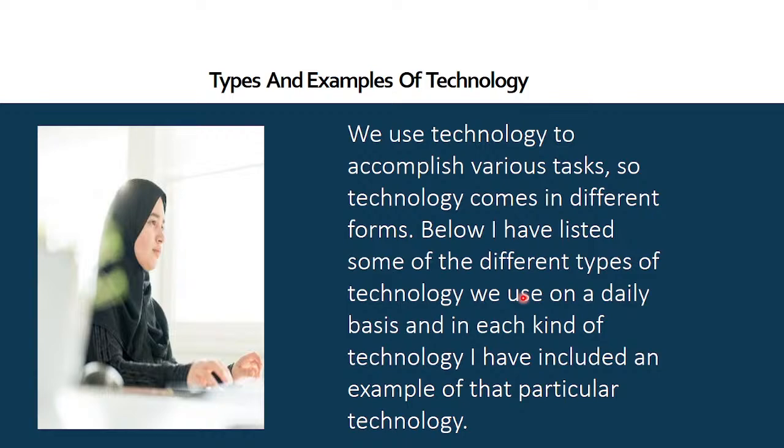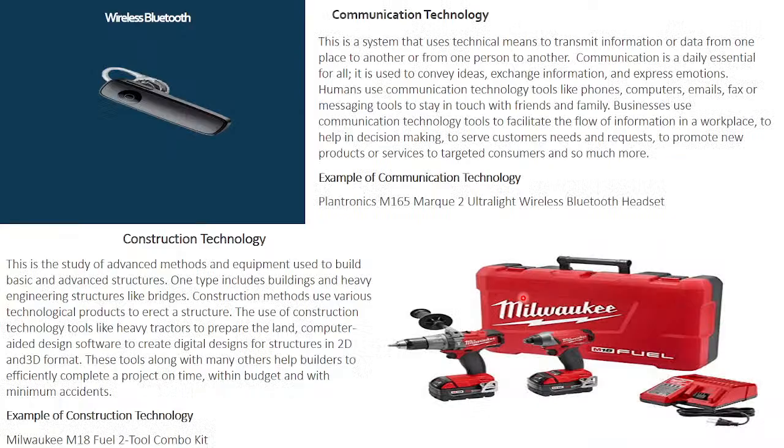So guys, we are going to be looking at some of these things here. The first thing we're going to be looking at is technology in the communication sector. I have one example that I just gave, and it has to do with a wireless Bluetooth. Technology in the communication sector is actually a system used to transmit information or data from one place to another, or from one person to another.